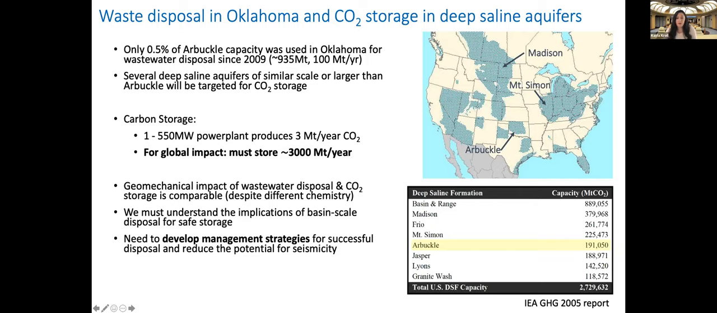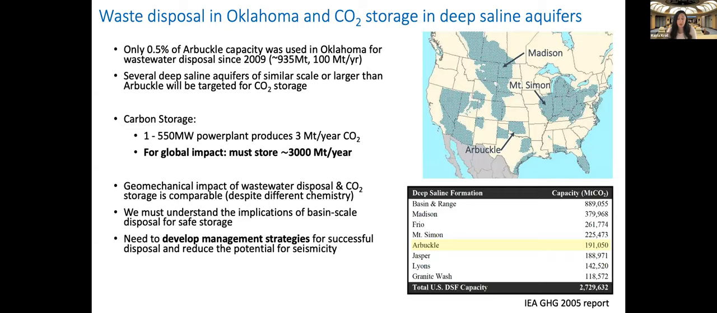Okay, so let's now take a brief look at the potential storage volumes that would be required for carbon storage to have a global impact on climate. So first, if we assume that a single power plant generates about 3 megatons of CO2 per year, and let's assume that we need to store that CO2 for, say, 1,000 power plants, then we'd have to store about 3,000 megatons of CO2 per year to have a global impact on climate.